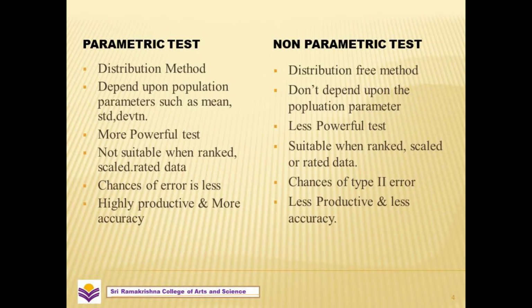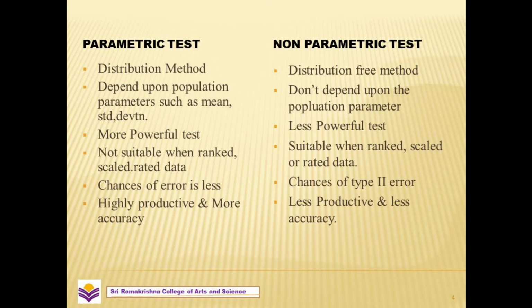Now we'll move on to the next slide about the difference between parametric and non-parametric tests. Parametric tests, for example Z, T, F, ANOVA tests. It is a more powerful test. It is a distribution method. It depends upon population parameters such as mean, median, mode, standard deviation. But it is not suitable for rated scale, ranking, but the chances of error are less.